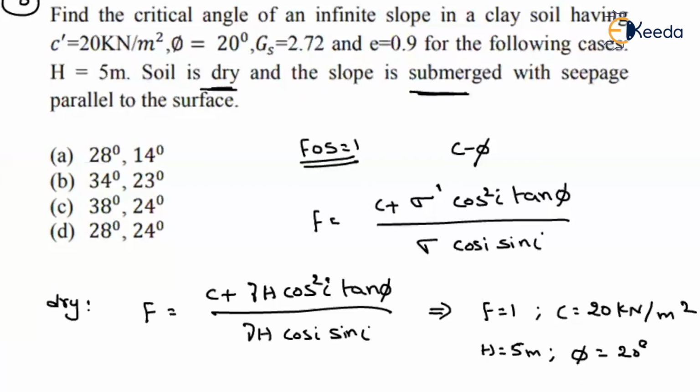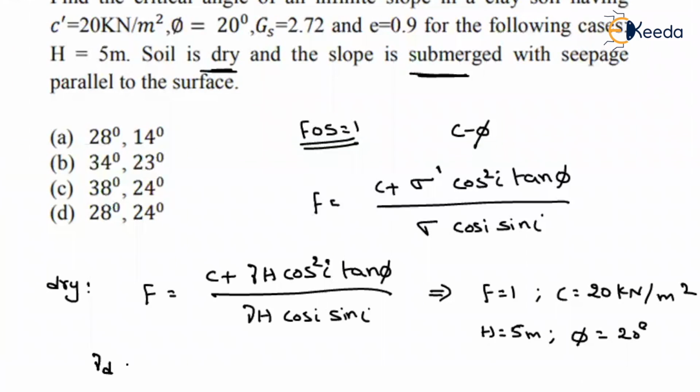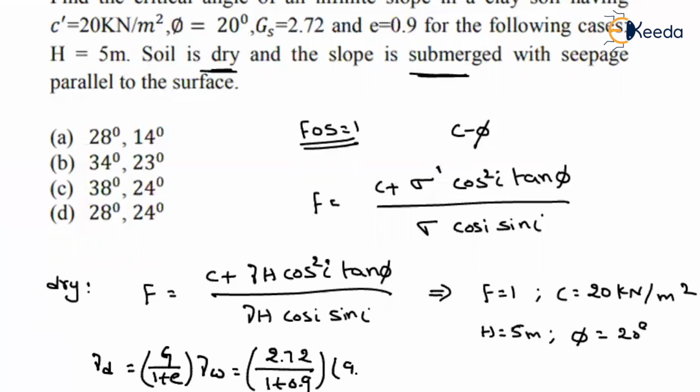So if it is a dry soil, how to find the dry density? Dry density will be equal to G divided by 1 plus e, into gamma W. G value is given as 2.72. E value is also given, so 2.72 divided by 1 plus void ratio 0.9, into 9.81. Then you will get this as around 14.04. Then if you substitute in the above equation, sorry, what you have to find is the angle of inclination, right? So the inclination you will get is around 34 degrees. This is in the first case.